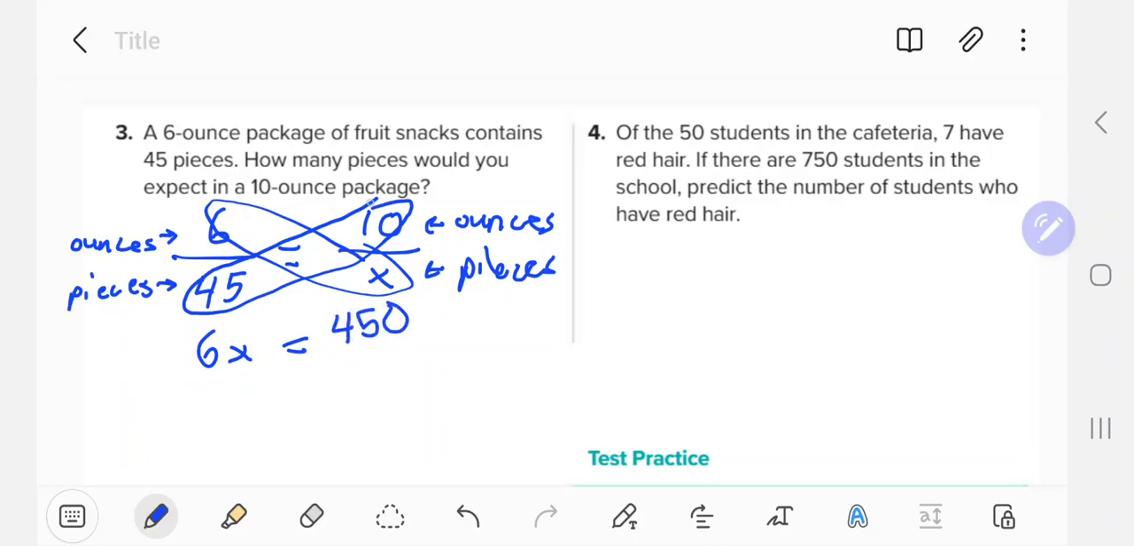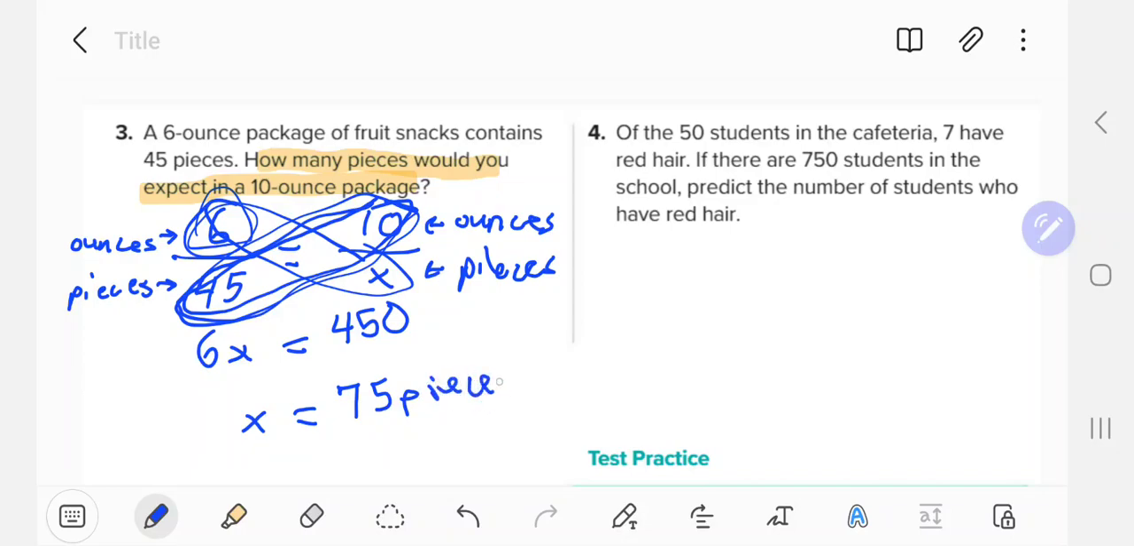It ends up being you just multiply these and then divide by the one that's next to the x, or across diagonal from the x. But we get that, and then we're going to divide by 6. So x equals 450 divided by 6, which comes to 75. And then one thing that we try to do is to remember to read the question again. It says how many pieces? So that means our answer is going to be in pieces, right? So a 10-ounce bag of fruit snacks can contain 75 pieces.